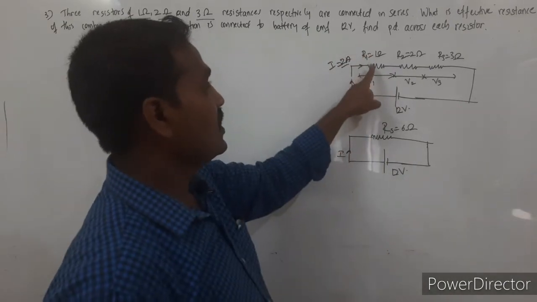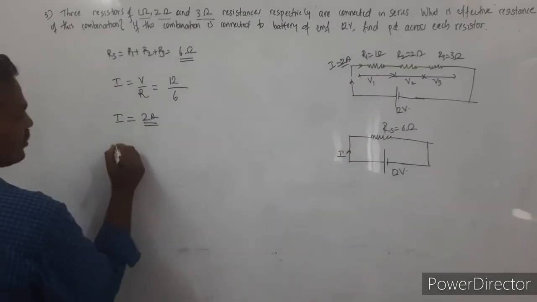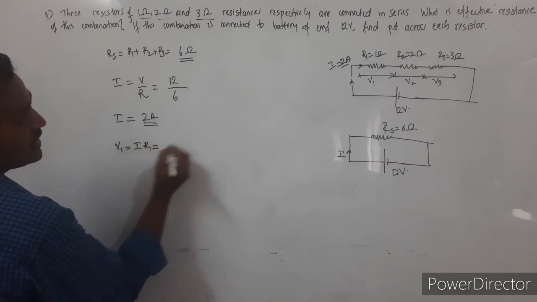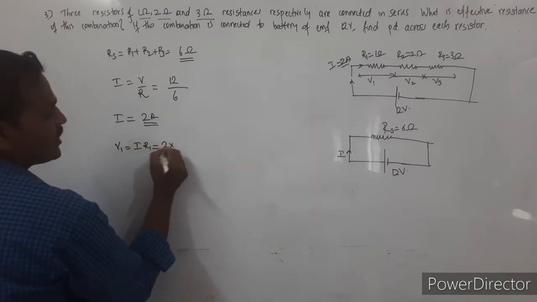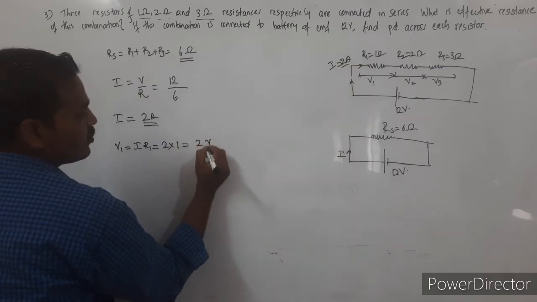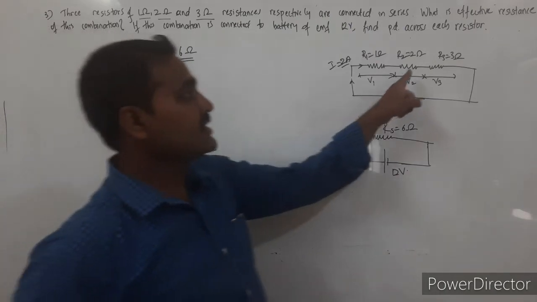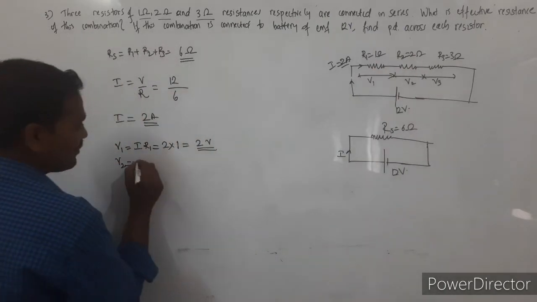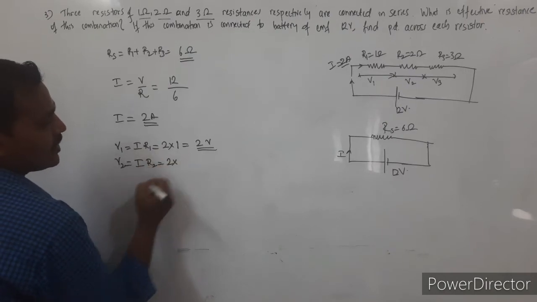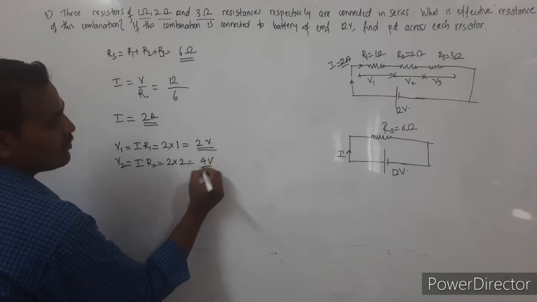Considering the first resistor R1, the potential drop across the first resistance, V1, is I into R1, that is 2 amperes into 1, so that is equal to 2 volt. Similarly, the potential drop across the second resistor is I into R2. Again the current value is the same here. The resistance is 2. So that is equal to 4 volt.